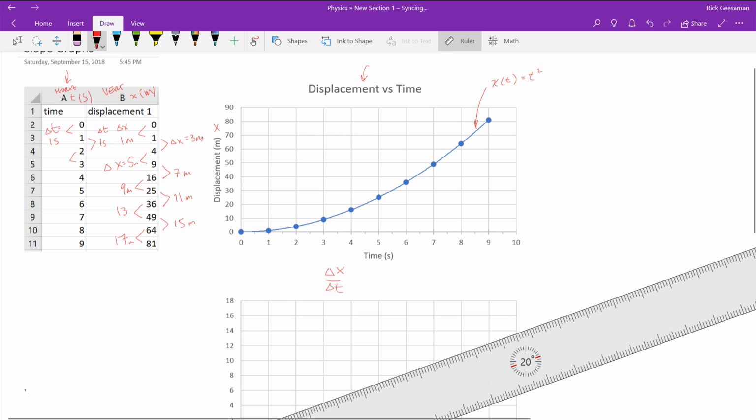Now, let's note that since we're graphing delta x over delta t, delta x is always going to be in meters, delta t is always going to be in seconds, so the units for this graph are going to be meters per second, which is a velocity unit. And guess what? It turns out that our slope of displacement versus time at any point tells us what the object's velocity is. So what we're really graphing here is delta x over delta t, but it's really velocity versus time. That's the graph we're creating here.